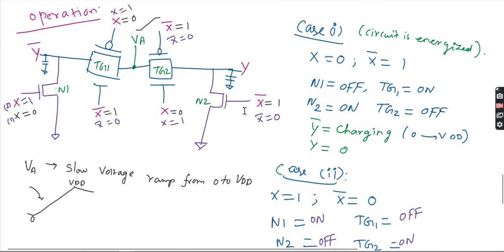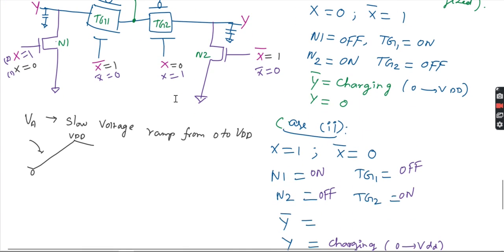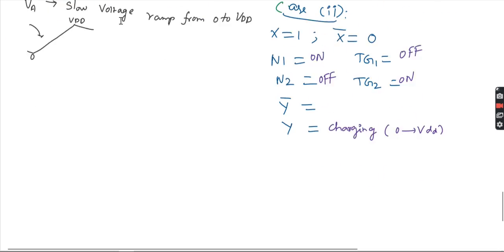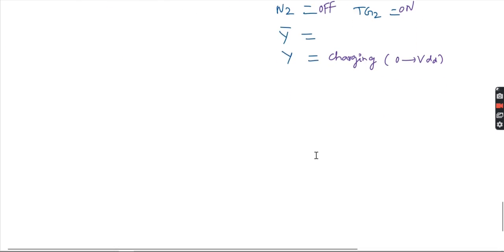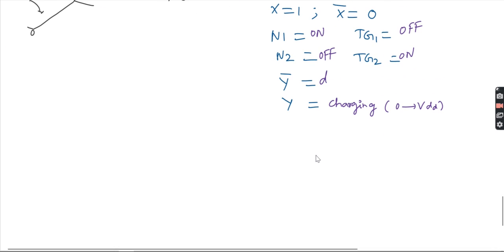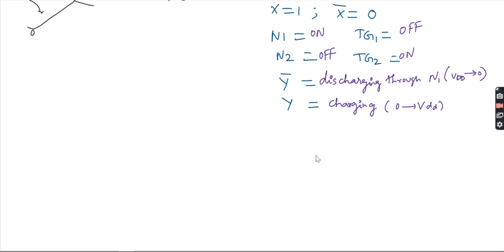What about Y bar now? Nothing is happening? No. What will happen to Y bar? Already it was charged, correct? Due to x is equal to 1, the NMOS 1 is on. If this is on, there will be a dissipation. So Y bar is discharging through N1, that is VDD to 0.